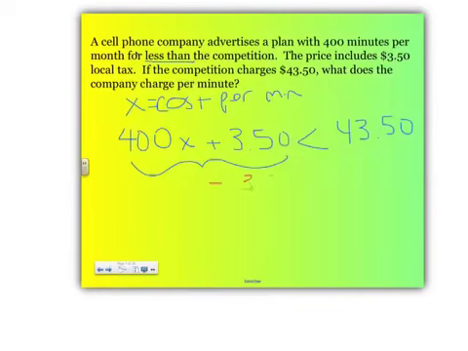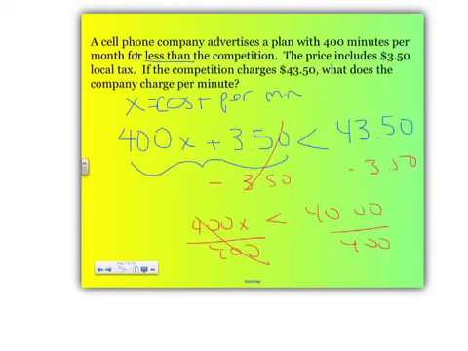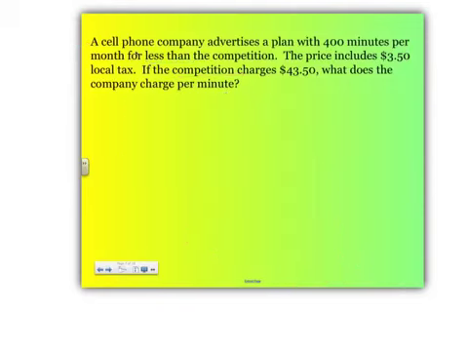I can go ahead and solve that just like I would solve it without a word problem. And we'll get 400x is less than $40. When I divide by 400 on either side, I find out that x must be less than 10 cents per minute, meaning that the original cell phone company must charge less than 10 cents a minute in order to be charging less than the competition. So hopefully that made sense. For the next few problems, I'd like you to try them on your own as your example problems.